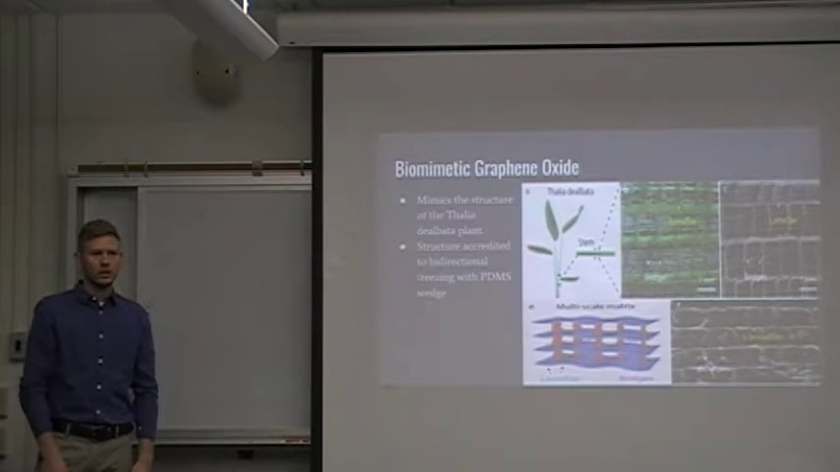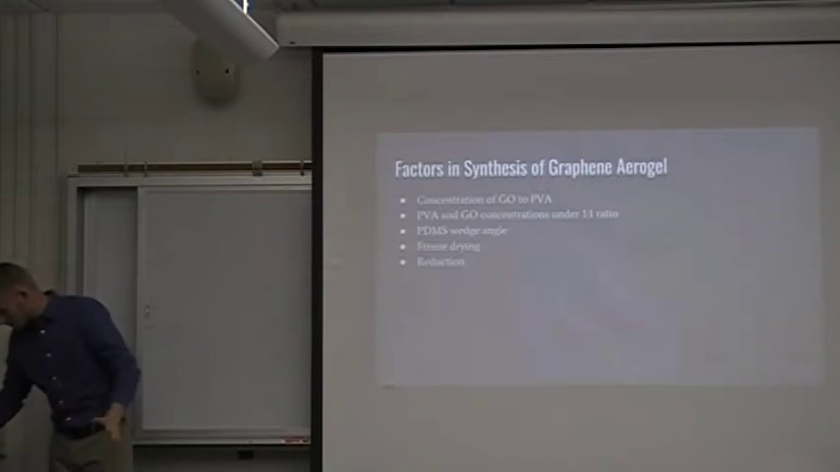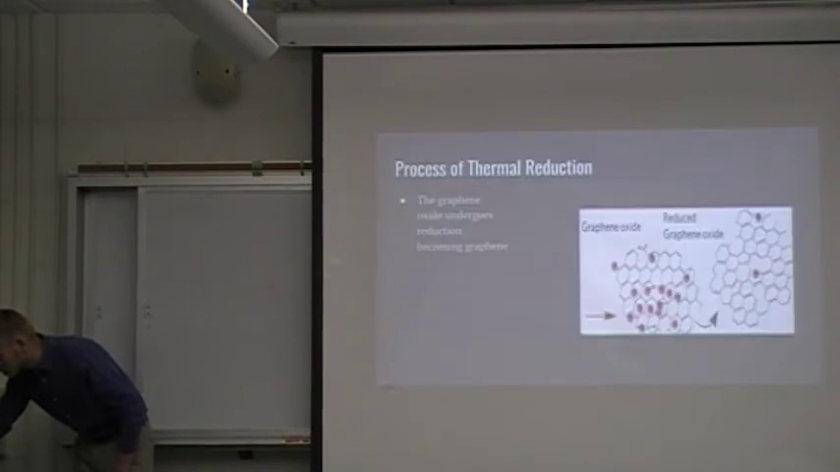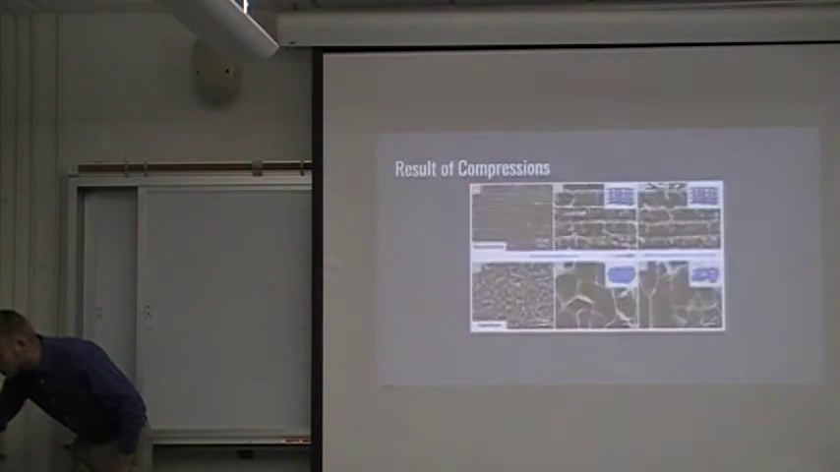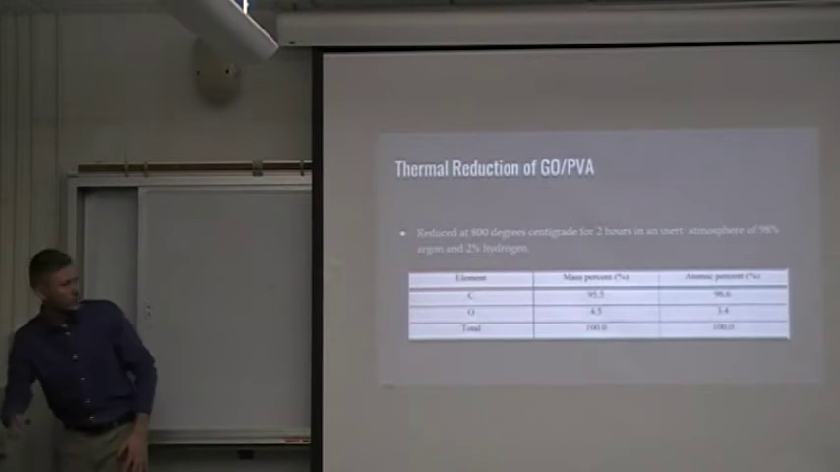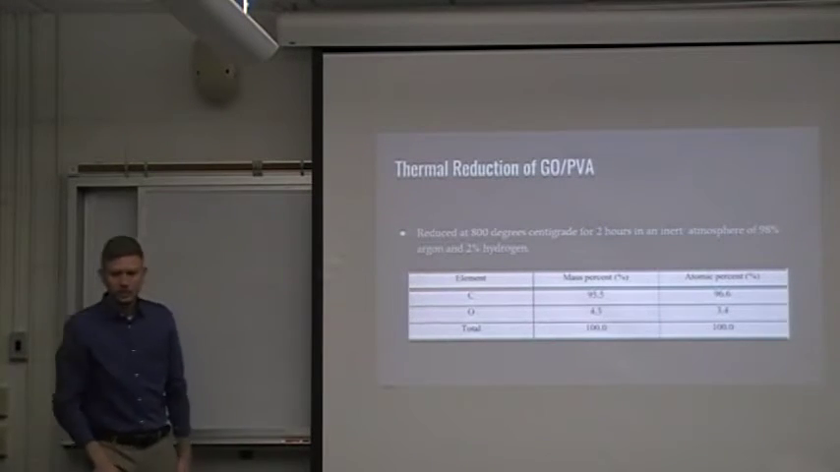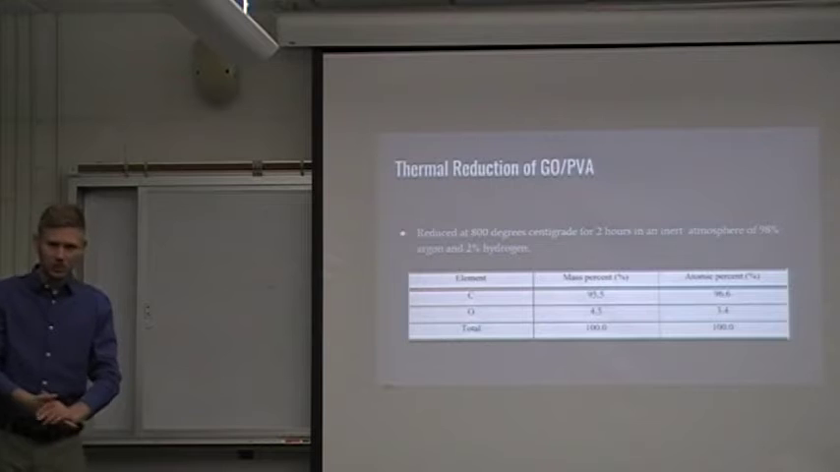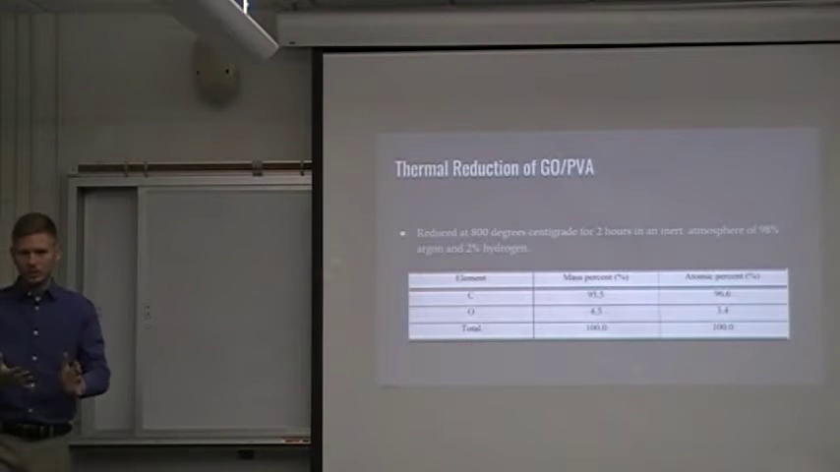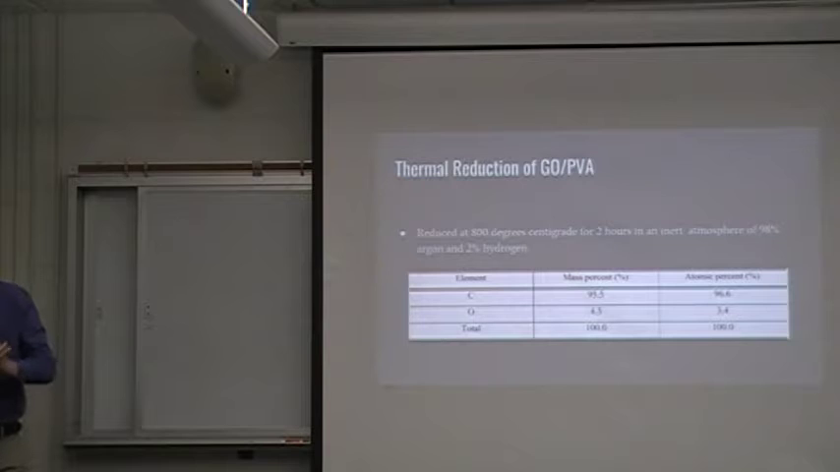PVA, polyvinyl alcohol, contains oxygen, maybe. In the reduction here, we have, oh, I passed it. A moment, please. Right here. Not all of the oxygen is gone after the reduction, and possibly, if the PVA is combined in with the graphene structure, it is warped after the reduction, so maybe the oxygen part of the PVA comes out. I have no idea, so it's a mystery.